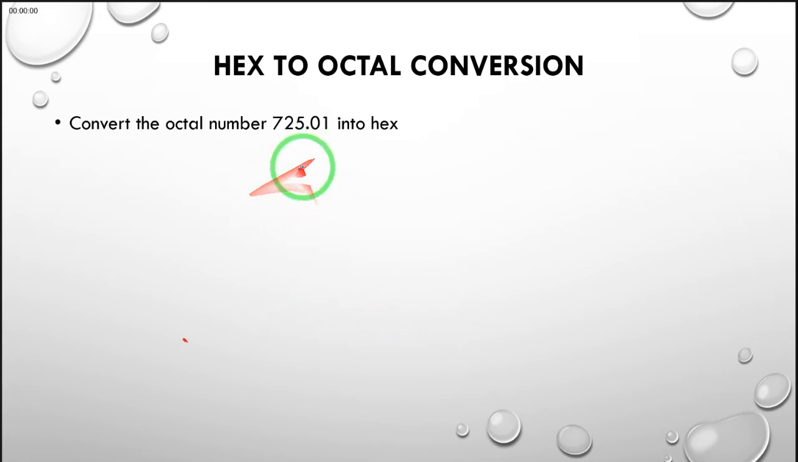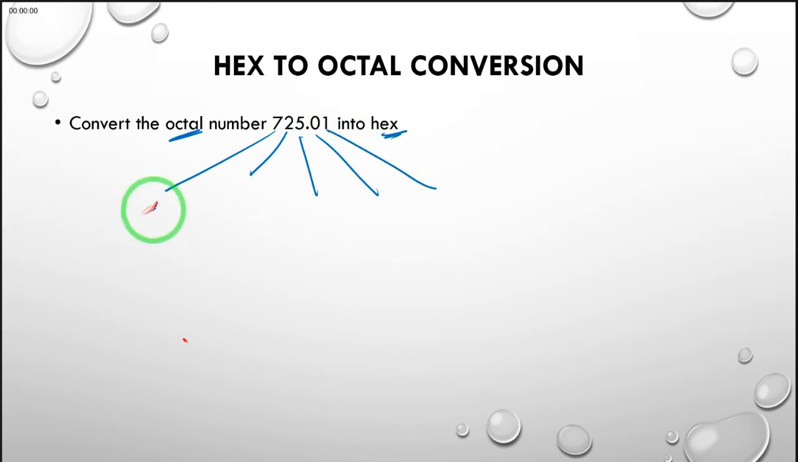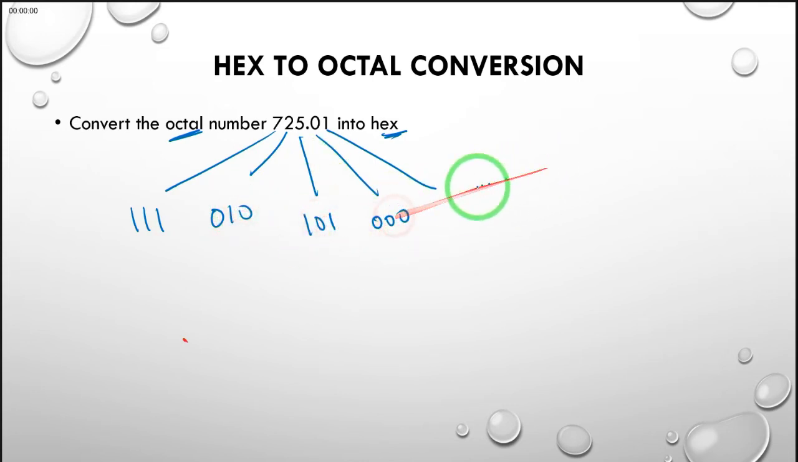We want to do another conversion just to be sure that we are able to perform this simply. This is an octal number. Now we want to convert it into hexa. What we do is represent each of these, remembering this is now in octal and we want to go to hexa, in binary, where each digit is represented by 3 bits. 7 is 111, 2 is 010, 5 is 101, 0 is 000, and 1 is 001.